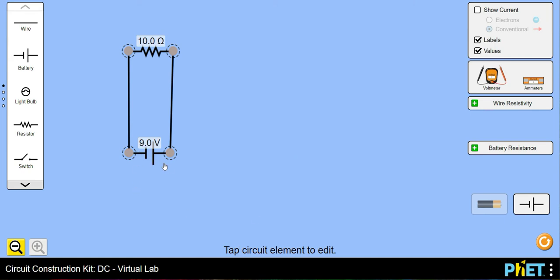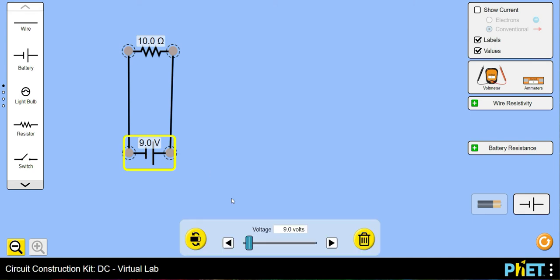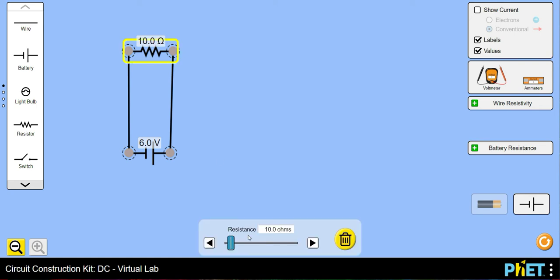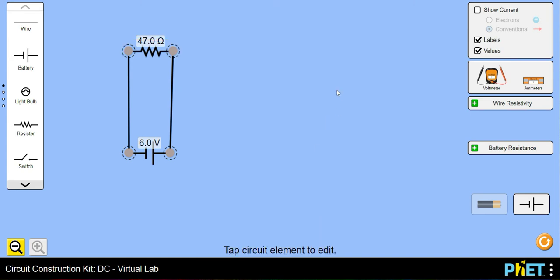This is a 9-volt battery. Well, I want it to be a 6-volt battery. You'll see that that's what it's specified as in the online manual. So I'll use the little arrow here to bring it down to 6 volts. Click anywhere else and it retains that value. The first value of a resistor in the Google Doc is 47 ohms. And it's a little finicky to use the slider, but there you go, 47 ohms.